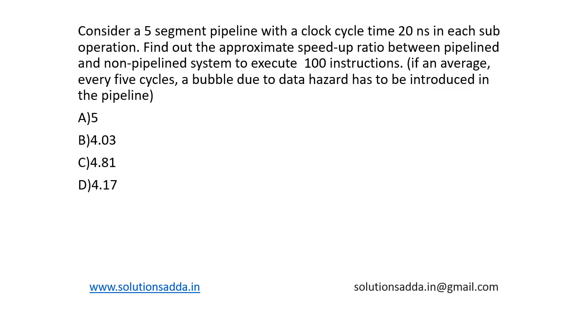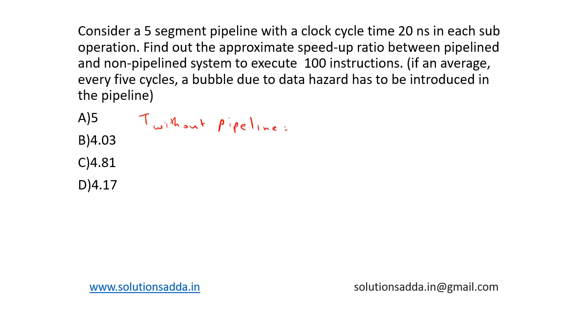This is a previous ISRO question. Consider a 5-segment pipeline with a clock cycle time of 20 nanoseconds in each sub-operation. Find out the approximate speed-up ratio between pipelined and non-pipelined system to execute 100 instructions, if on average every 5 cycles a bubble due to data hazard has been introduced to the pipeline. So consider the time without pipeline.